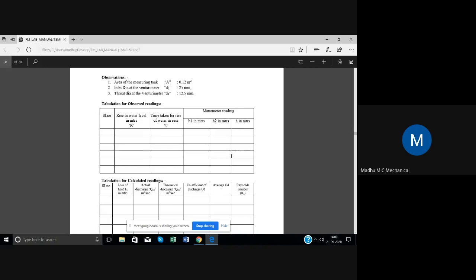Any doubts? Anybody? Any doubts? No doubt, sir. Okay, understood. So copy down the tabular column. Note down all the readings. First, note down the tabular column.